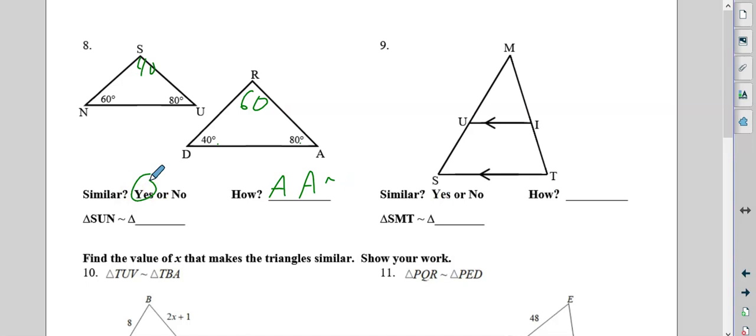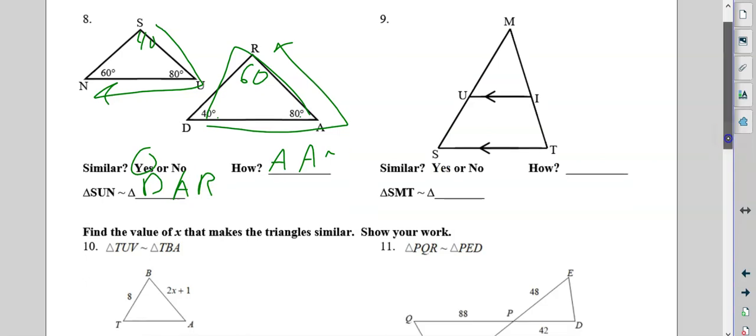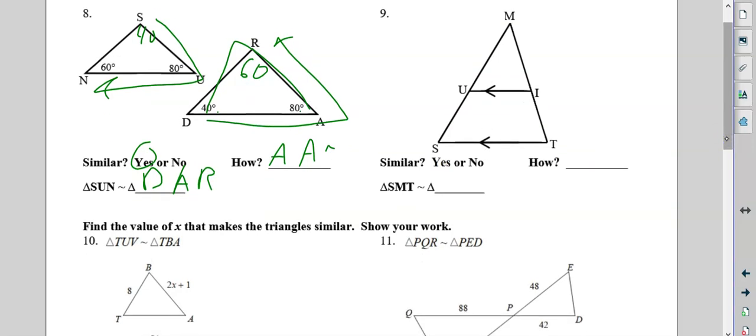Now being careful, on SUN we went from the 40 to the 80 to the 60. So 40 to the 80 to the 60 would be DAR. Sorry about that. But again, see, these mistakes happen. You just got to be careful.